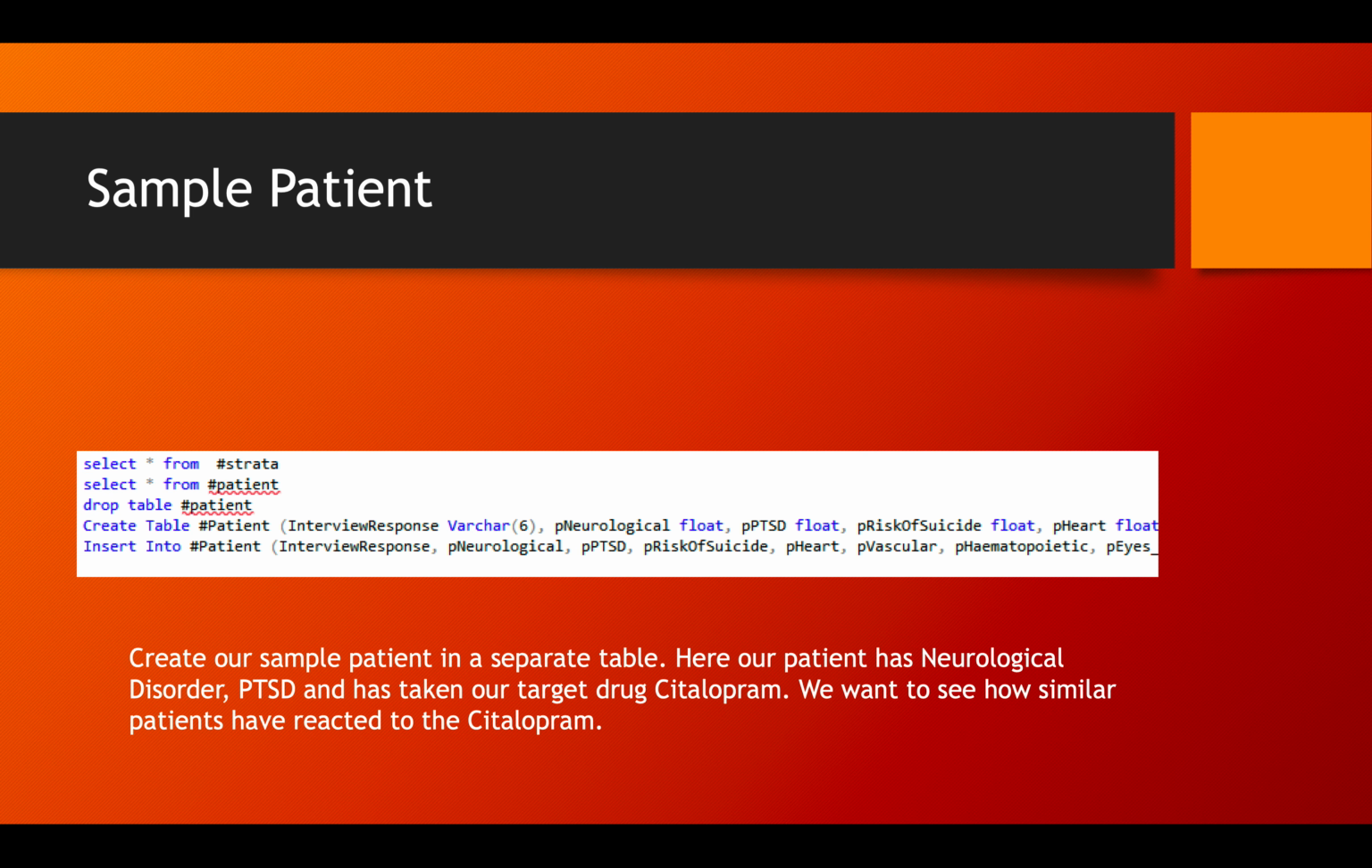So now that we have our strata, we're going to create that sample patient that we really want to find out about. And so we're going to use this script to create a new table with all the same variables, and we're going to create our sample patient showing that he has neurological disorders, PTSD, and has taken our target drug. And we want to see how similar patients have reacted to citalopram.